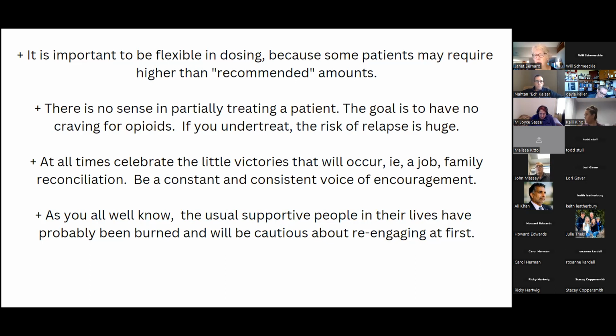As they stabilize, often you can taper the dose and get down more to that 16 or 24 milligram if you've had to go over it. But I don't think it's a hill worth dying on at first. Get them stable, get them sober, get their life back in shape, and then you can start to trim back. At all times, celebrate the little victories that will occur, a job, a family reconciliation, be a constant and consistent voice of encouragement.